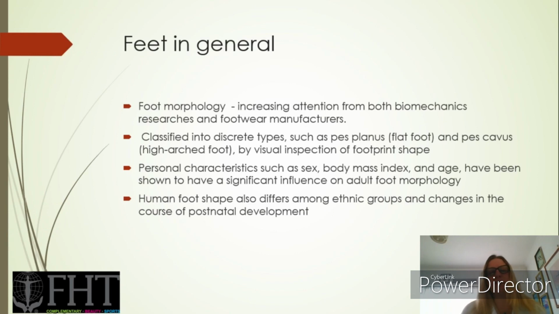Foot morphology, the research within this area is really increasing, both from biomechanists, researchers, and footwear manufacturers as well. Normally feet are split into 2 areas. So people that are flat-footed and people that maybe have a high arch foot. And normally we can see this by visual inspection of footprint shapes or from our objective assessment with our patient. Personal characteristics such as gender, body mass index, and age have all been shown to have a significant influence on adult foot morphology. The human foot shape also differs amongst ethnic groups and changes in the course of postnatal development. So foot morphology will change during pregnancy, and also it will develop as a child grows. That's why it's really important to look after children's feet when they are younger, up to when they get older. So foot morphology is really important.